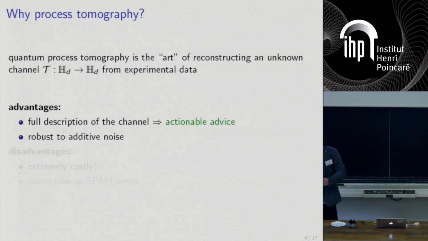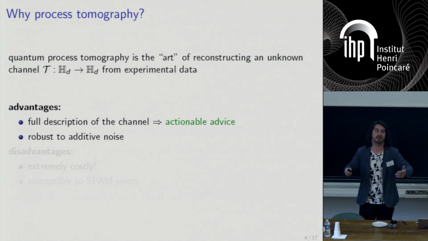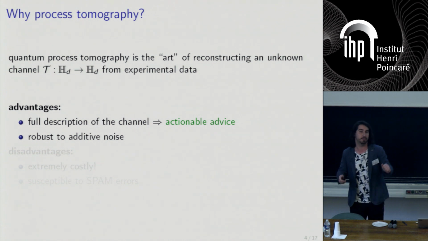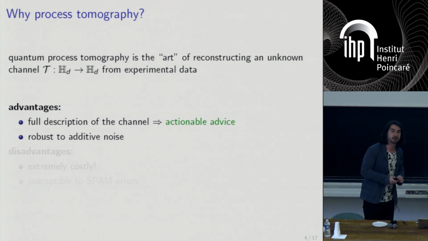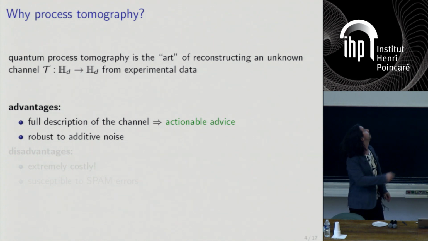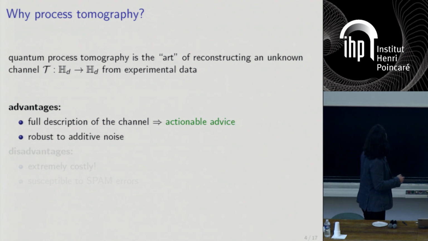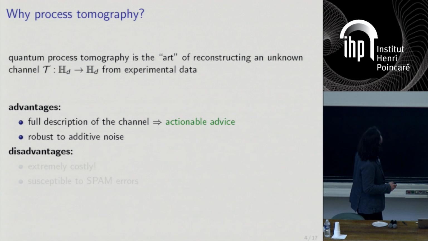In quantum mechanics, we always have to repeat experiments many, many times to get frequencies that are close to the actual probabilities that the theory tells us. But we can never fully get there, so there's always some offset. Process tomography is at least robust with respect to these imprecisions, but there are of course disadvantages.